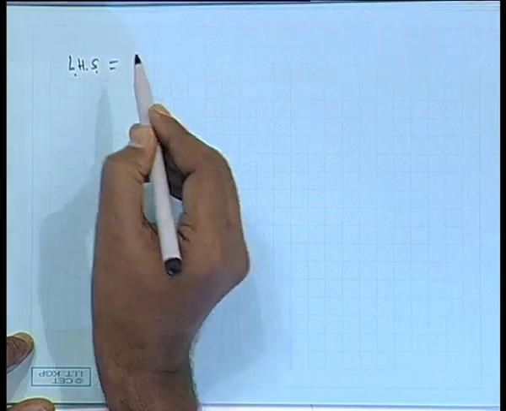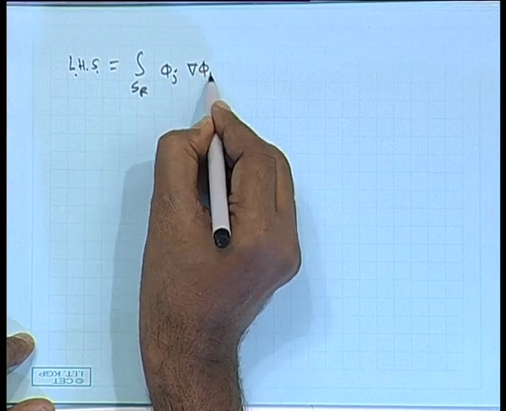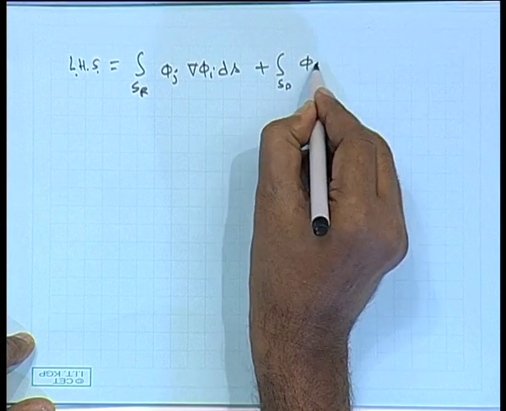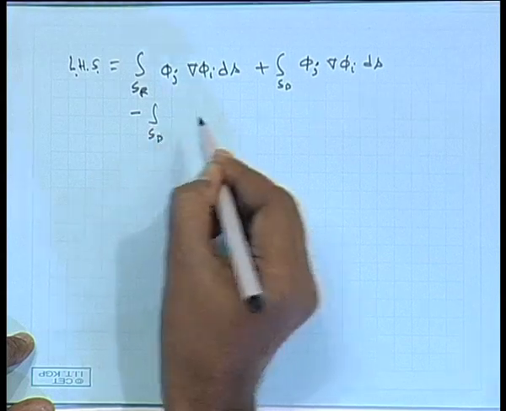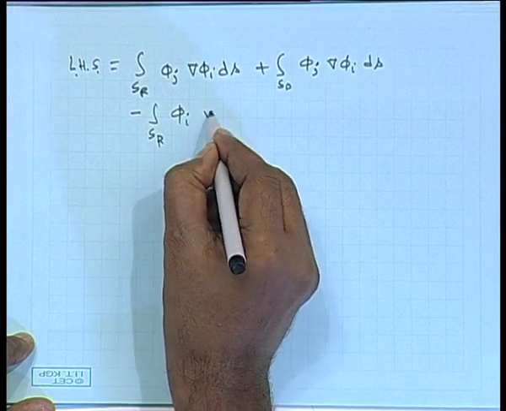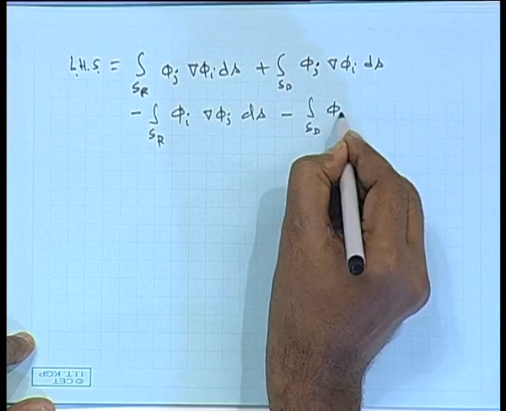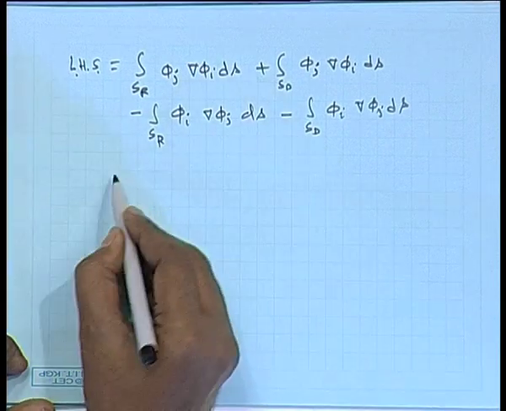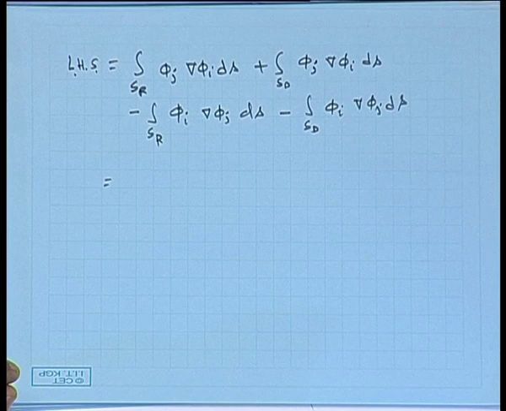So, we continue to evaluate the left hand side. So, this will be over SR phi j grad of phi i ds plus over SD phi j grad of phi i ds minus, this is the second term, over SR phi i grad of phi j ds minus over SD phi i grad of phi j ds. Okay. Now, what are the boundary conditions on phi i and phi j?